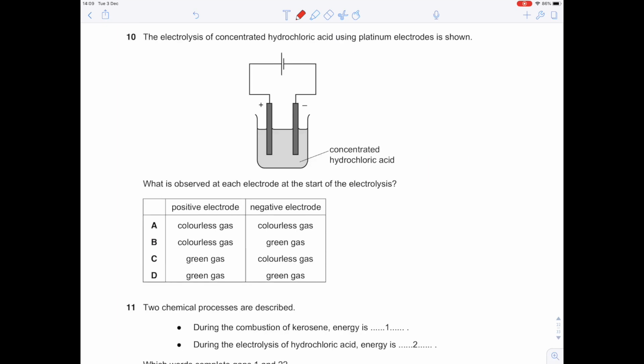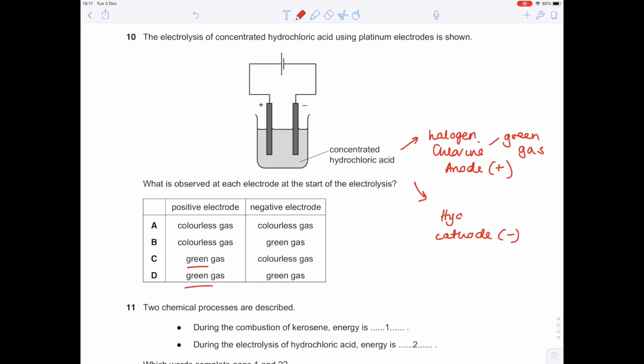The electrolysis of concentrated hydrochloric acid using platinum electrodes is shown. What is observed at each electrode at the start of the electrolysis? Now remember, when we electrolyze hydrochloric acid, we're going to produce a halogen, which is chlorine gas, at the anode, which is the positive electrode, and then at the negative electrode, so the cathode, remember we're going to be producing hydrogen gas, which is colourless, and so therefore C is our answer.